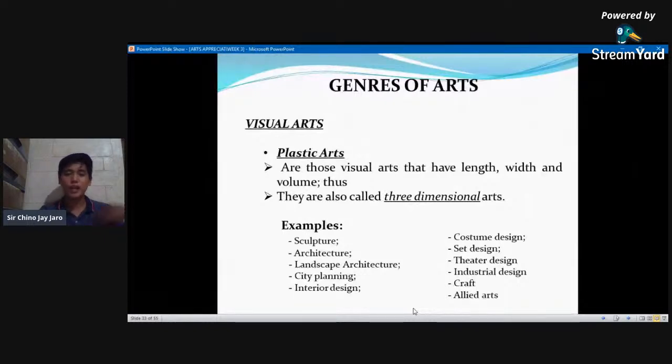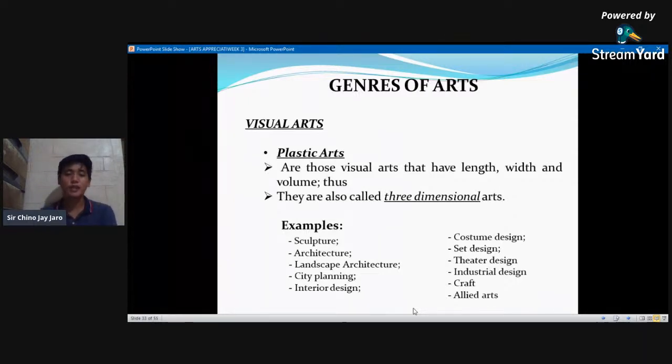So kung yung graphic arts is two-dimensional, ano naman si plastic arts? Siya po ay three-dimensional arts na kung saan may figure na siya. Na kung saan pag hinawakan mo ay meron na siyang hugis. Yan. Three-dimensional na po siya. So plastic arts are those visual arts that have length, width, and volume. So kung yung ating graphic arts ay length and width lang ang sinasabi, ito na po ay may volume na. Ay sabi ko nga ulit, three-dimensional arts.